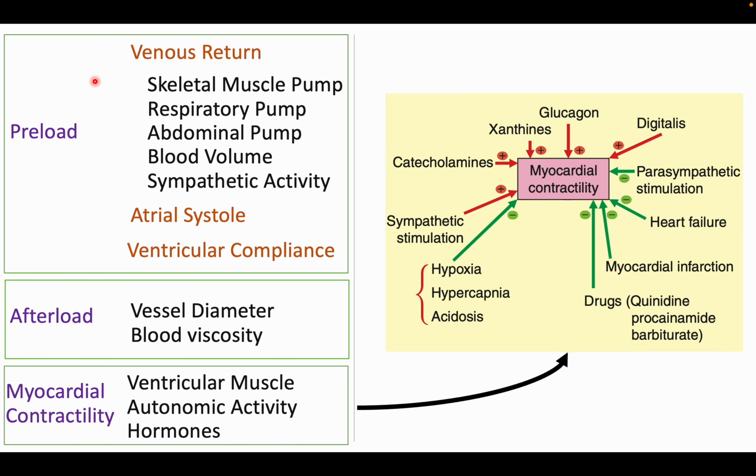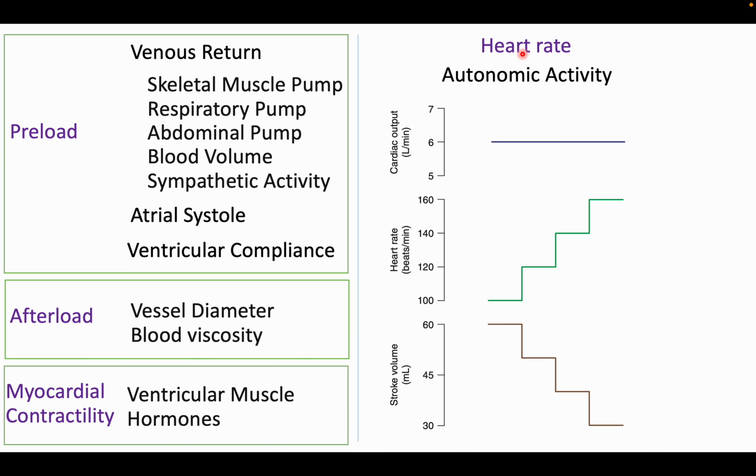This was the one part. The second part is the heart rate. The factors which can affect the heart rate can also affect the cardiac output, and the most important is autonomic activity. Sympathetic or parasympathetic stimulation can increase or decrease cardiac output. But here you can see that when the heart rate is increasing, in this lower part, the stroke volume is decreasing, and because of that mostly the cardiac output remains the same. So it's not always that an increase in heart rate will change the cardiac output.